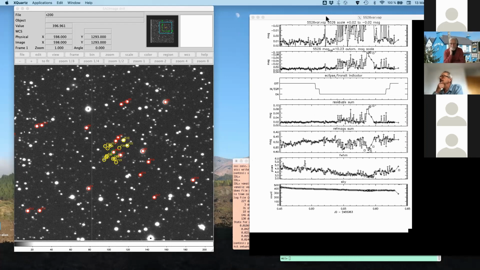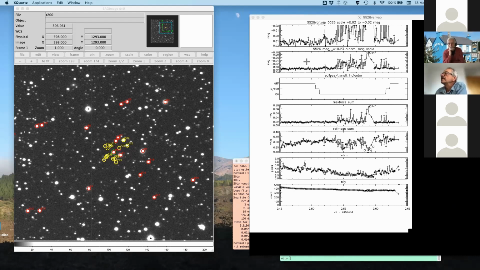We get here the photometric analysis, and basically this is our target here. It varies within 1% roughly, and there we have a set of data that are poorer.